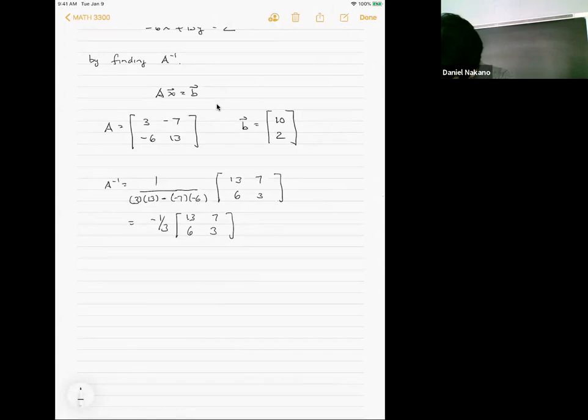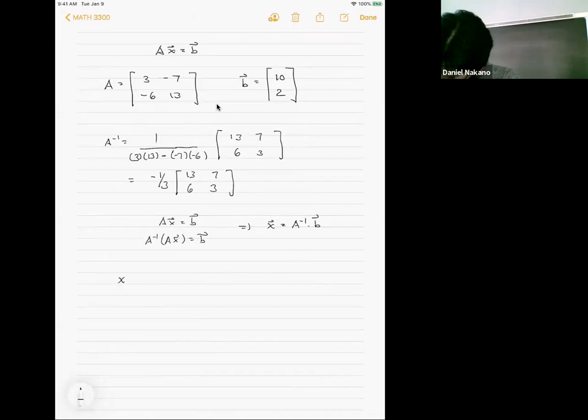And so when I take AX equals B, I apply A inverse to both sides. And this should say that X is equal to A inverse B. Okay, that's the solution. We've already seen that. So X, well, that's going to be minus 1/3, 13, 7, 6, and 3. And B is 10, 2.